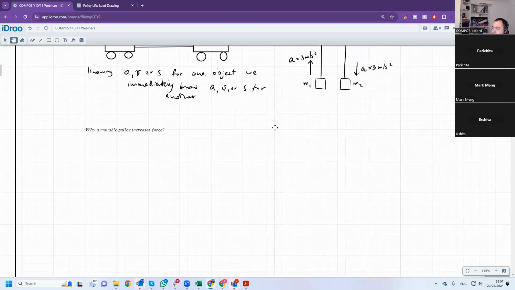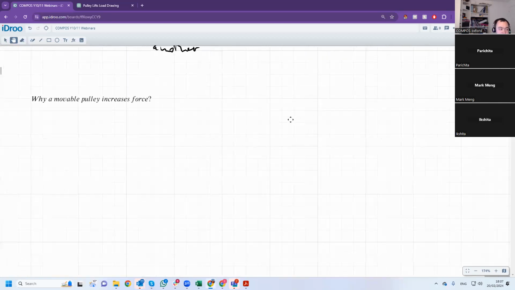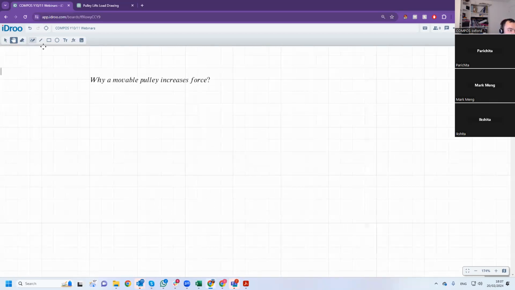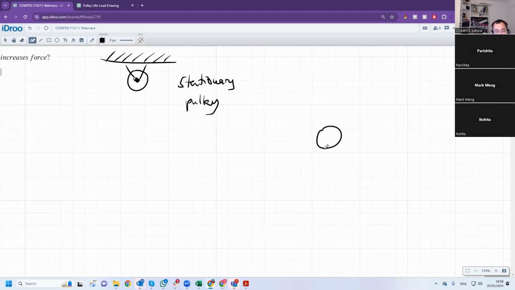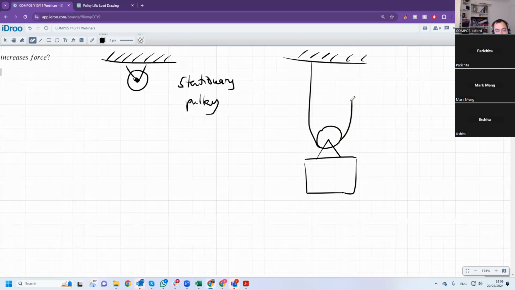Any questions? Now we have two types of pulleys. We have a stationary pulley. A stationary pulley is attached to a stationary object, for example, the ceiling. And we have a moving pulley, which is attached to a moving object. So for example, it's a box and there's a ceiling and there's a rope like this. And if we apply a force here, this mass is moving. So this is a moving pulley, movable pulley.